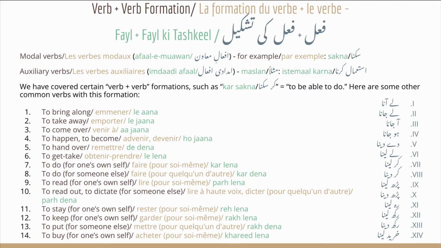To do for one's own self, kar lena. So this is usually used in commands as in, ye kar lijiye, so do this for yourself. To do for someone else, kar dena. So ye kar lijiye, if you're saying it to someone else, meaning do this for me. To read for one's own self, par lena. To read out or to dictate for someone else, par dena.